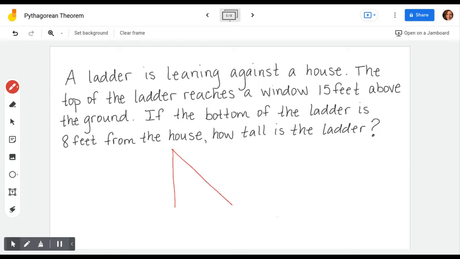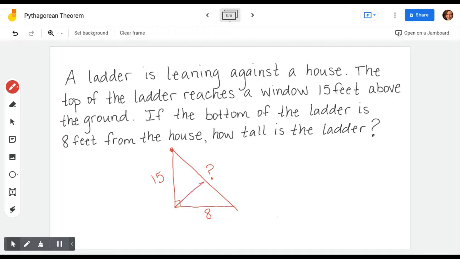Anyway, so there's my ladder leaning up against it. And like we said, we hope that our house is standing straight. So this makes a right triangle. The top of the ladder reaches a window 15 feet above the ground. So the window's up here, and it's 15 feet above the ground. If the bottom of the ladder is 8 feet from the house, so this is 8 feet, I want to know how tall is the ladder.